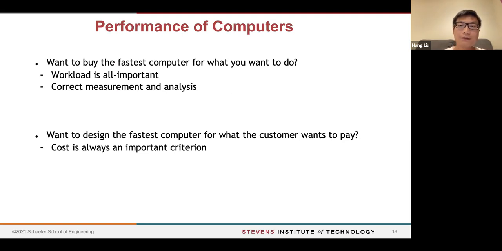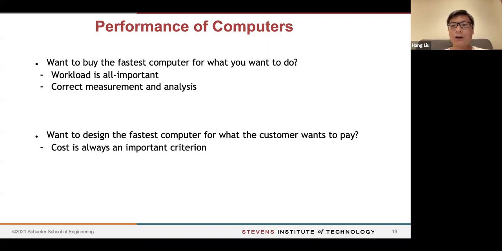So the performance of a computer, no matter if you are from computer science or computer engineering, right? I bet you must have had this kind of question from your parents or from your friends. They just ask you, hey, can you help me purchase the fastest computer or best computer for me? So how could you answer this question? You shouldn't directly go say, hey, this is the best CPU, this is the best memory, this is the best NIC or GPU. You should ask them, what is your workload, right?